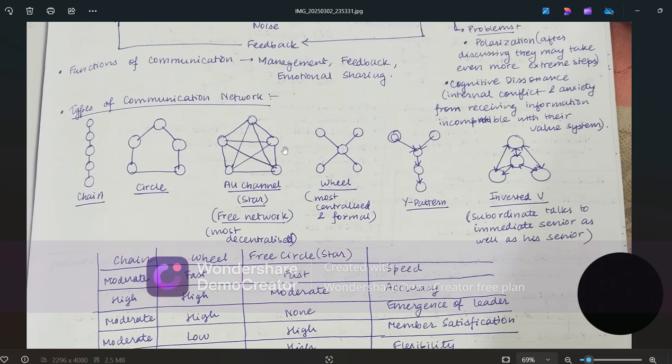Y pattern, where the lower people are more in number and they interact. There are multiple people who interact with one person and that gets transferred. Inverted V, this is when a subordinate talks to an immediate senior, as well as to a higher senior.